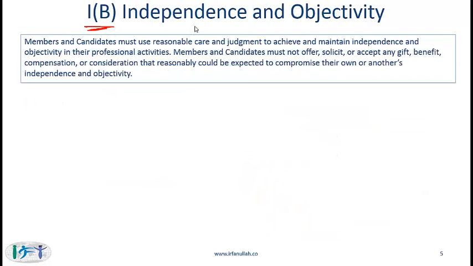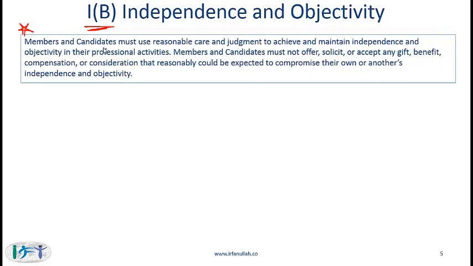We now come to Standard 1B, Independence and Objectivity. Members and candidates must use reasonable care and judgment to achieve and maintain independence and objectivity in their professional activities. Members and candidates must not offer, solicit, or accept any gift, benefit, compensation, or consideration that reasonably could be expected to compromise their own or another's independence and objectivity.